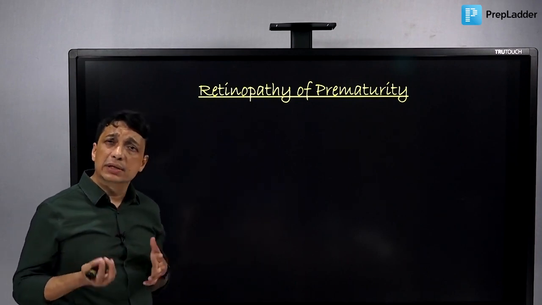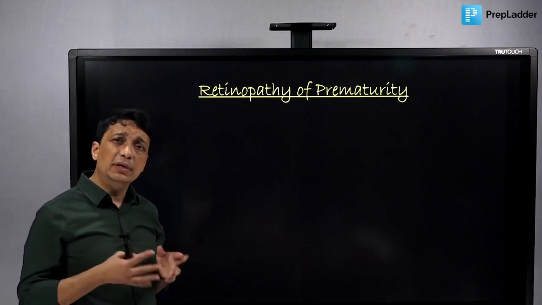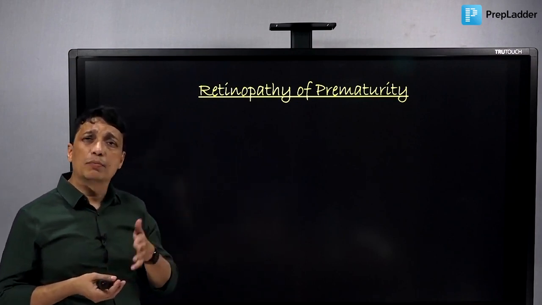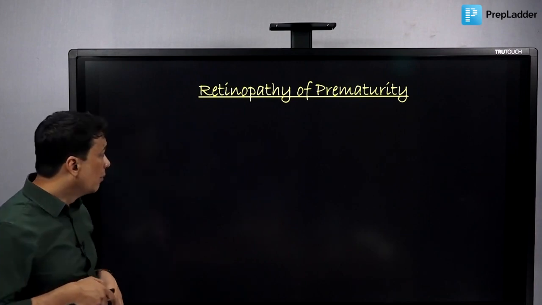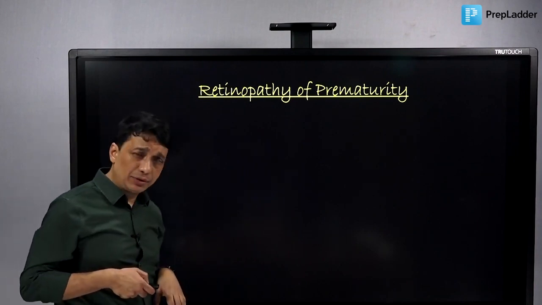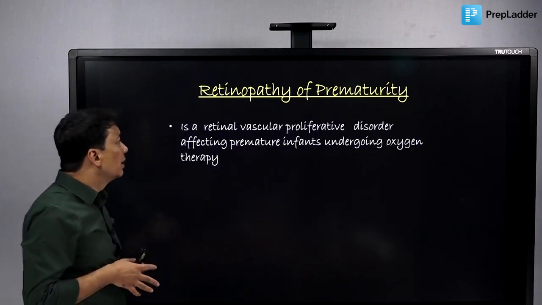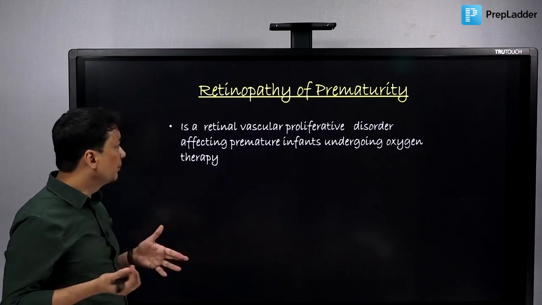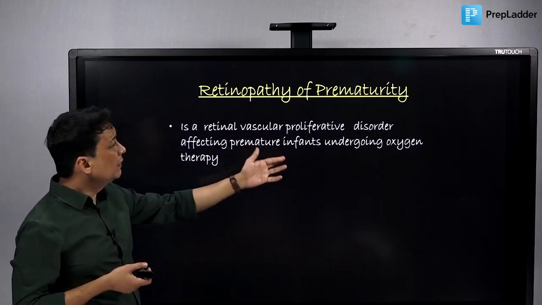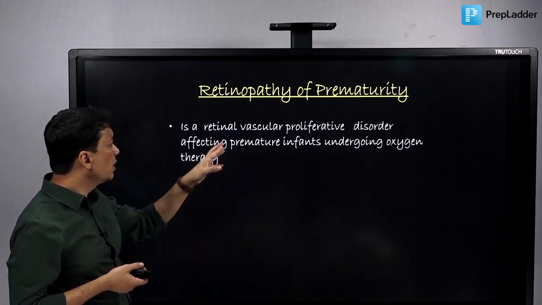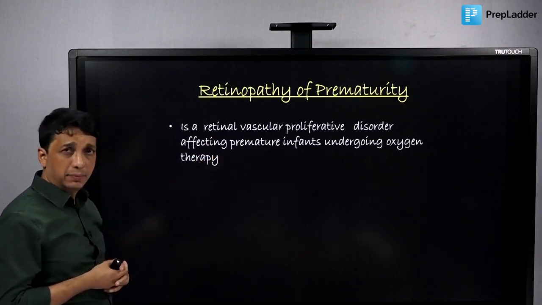In developed countries, at least in advanced countries, after vitamin A deficiency, it happens to be the second commonest cause of blindness in children. But what exactly is it? So let's take a look. Retinopathy of prematurity, as can be made out, is a vascular proliferative disorder affecting premature infants undergoing oxygen therapy. Now let's take a look at that.